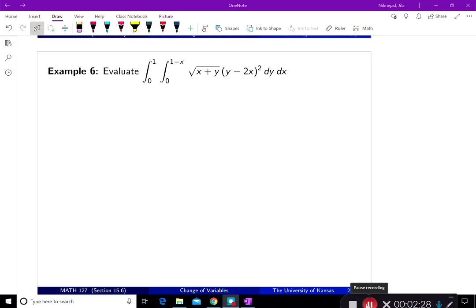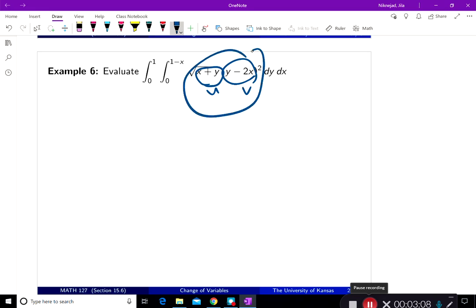Example. Evaluate the integral from 0 to 1, and the integral from 0 to 1 minus x, of the square root of x plus y times y minus 2x to the power 2, dy dx. This is another case where you feel like, oh, if I want to make this a little easier, I would like to assume that x plus y is u and y minus 2x is v. Would that make my life a little easier? For one thing, the integrand becomes u to the power 1/2 and v to the power 2.